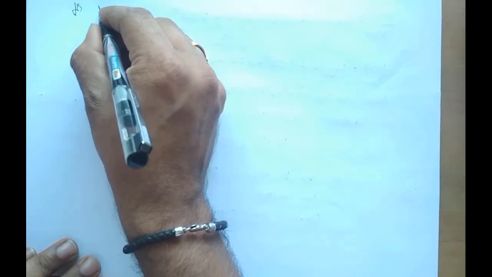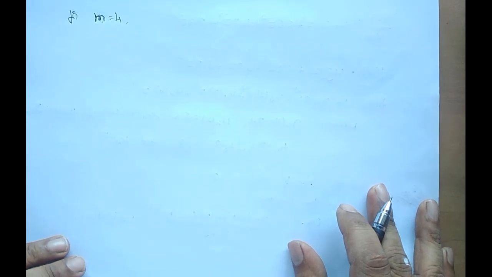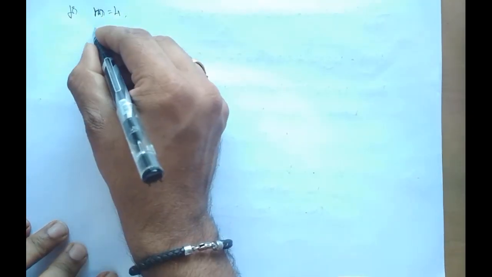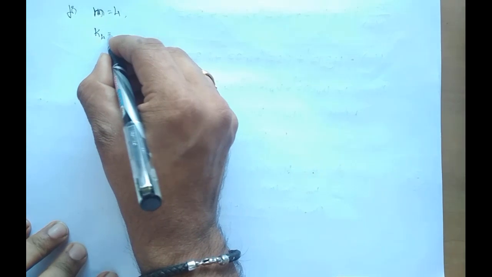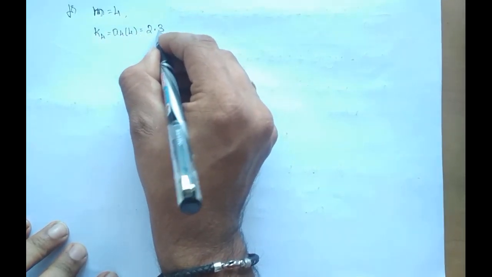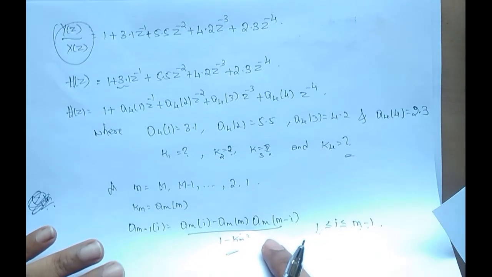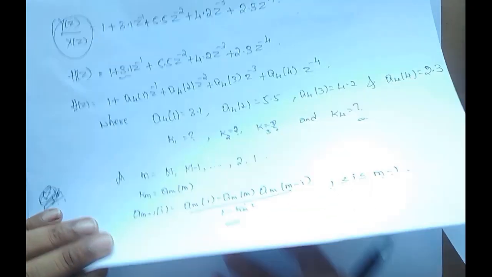So for m is equal to the first value, which is 4, what do we have? K4 is equal to a4 of 4, which is equal to 2.3, right? Because a4 of 4 is 2.3, no? If you see here, a4 of 4 is 2.3.